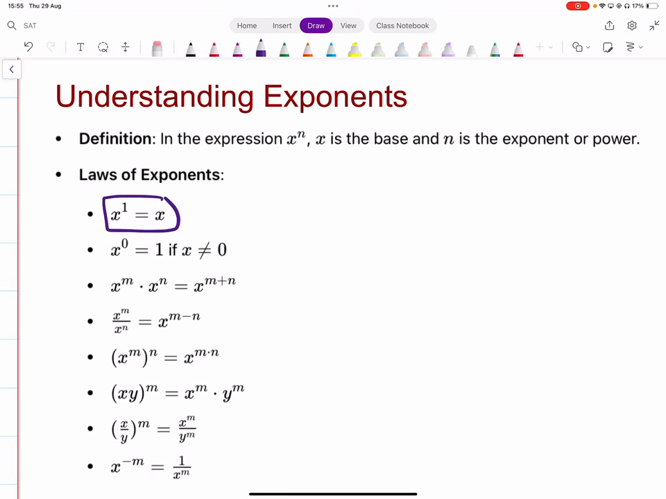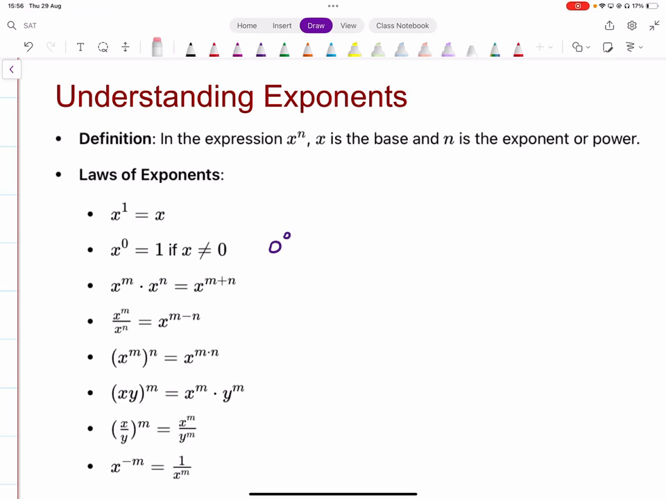X power 1. So basically anything raised to power 1 remains as it is. So if you have 2 raised to power 1, that is 2, 3 raised to power 1 is 3, and so on. Anything raised to power 0 is equal to 1, except 0 raised to power 0. This is undefined. Anything raised to power 0 is 1 except this; 0 raised to power 0 is not defined.